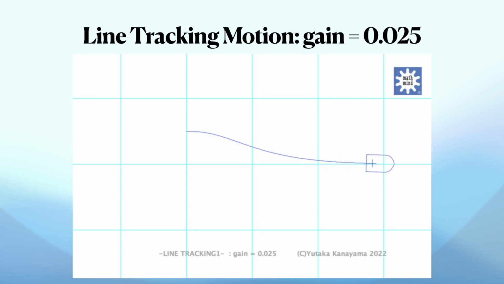The gain parameter G works as follows. A larger gain G makes a sharper turn spatially. A smaller gain G makes a less sharp turn spatially. With a smaller gain 0.025, this motion is less sharp.